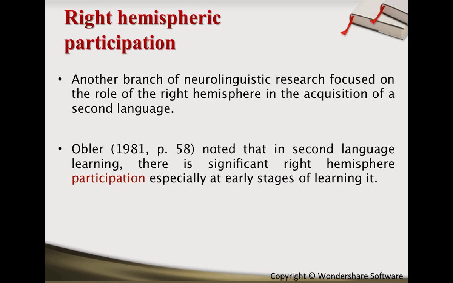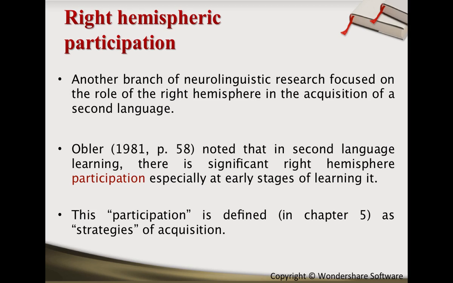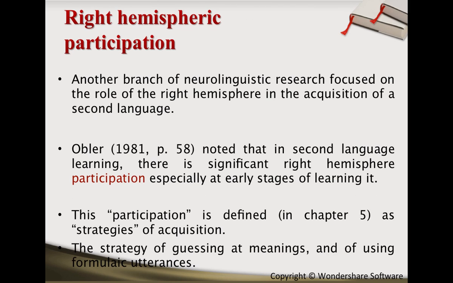Here this participation is defined in chapter 5 as strategies of acquisition. That is, there are some strategies that the learner uses to acquire a second language appropriately, easily and rapidly. At this moment, we just need to know that there are some strategies in chapter 5. At the moment, we have to get to the fact that the right hemisphere is involved in early first language. And some of these strategies, as we will see in chapter 5, are the strategy of guessing at meanings and of using formulaic utterances.